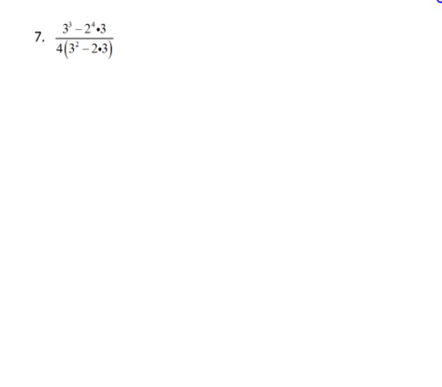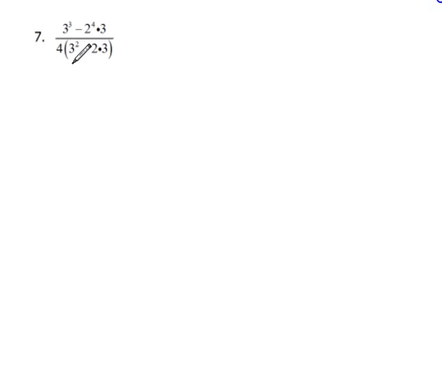Okay, in this example, we have several things going on. We have 3 cubed minus 2 to the 4th times 3 all in the numerator. So again, numerator is kind of like a grouping symbol. It has to be done before we can worry about dividing by the denominator. But in this case, even the denominator has quite a bit going on.